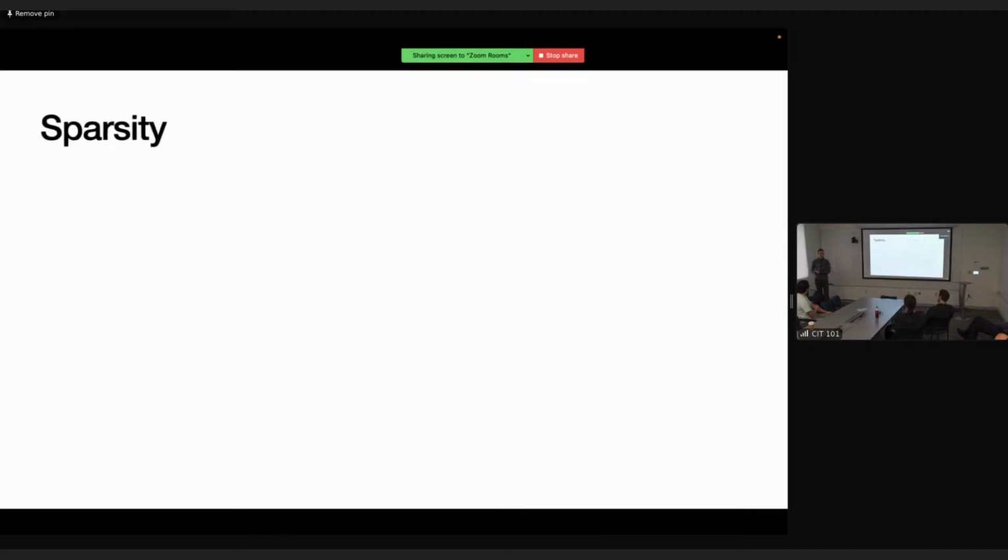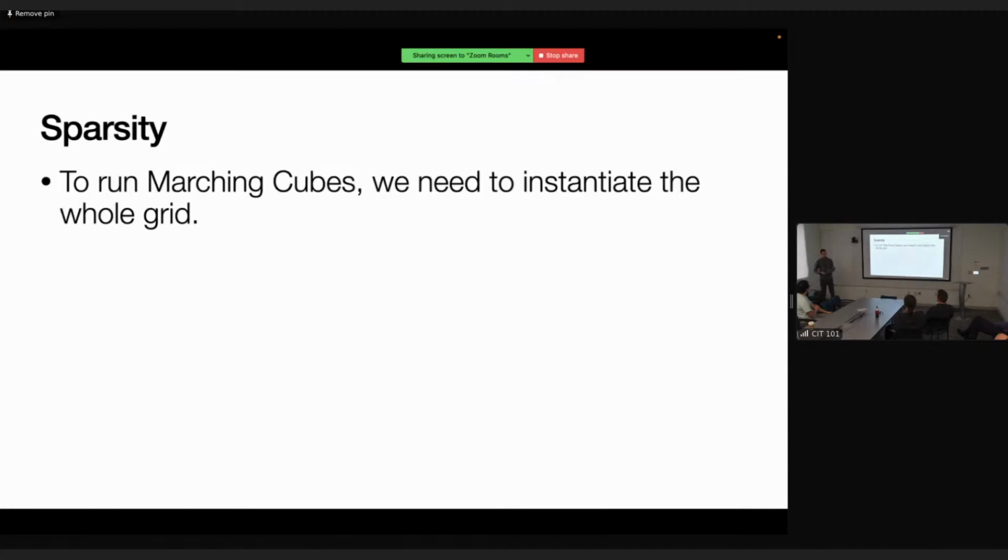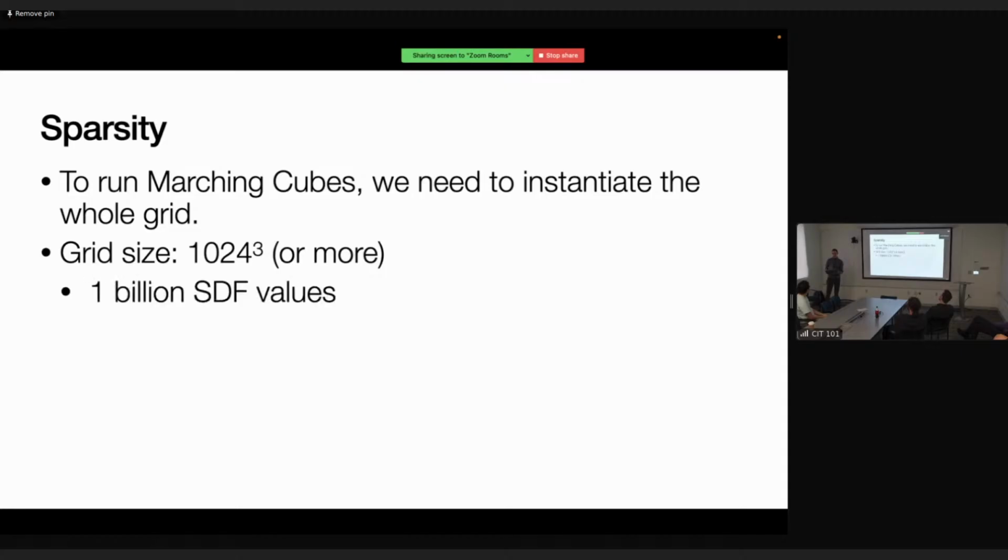Okay, so first we have sparsity. In order to run marching cubes, you need to have your whole grid. You could run marching cubes on part of the grid, but in general, you have your whole grid. And our grid size is 1024 cubed or more. If you compute the number of SDF values, that's 1 billion SDF values, and 1 billion times float 32 is 4 gigabytes of memory.